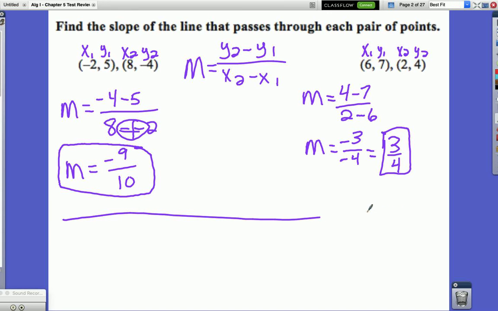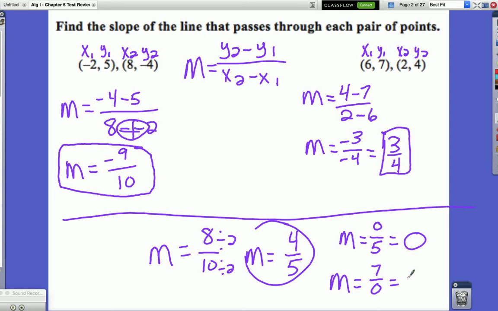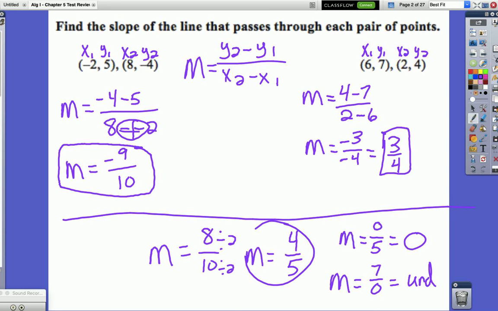Okay, now remember, if you find the slope and you get 8 over 10, you need to simplify, right? Always in simplest form, so divide by 2. So this one would be 4 over 5. If you get a slope of 0 over a number like 5, remember this equals 0. If you get like 7 divided by 0, that's undefined.